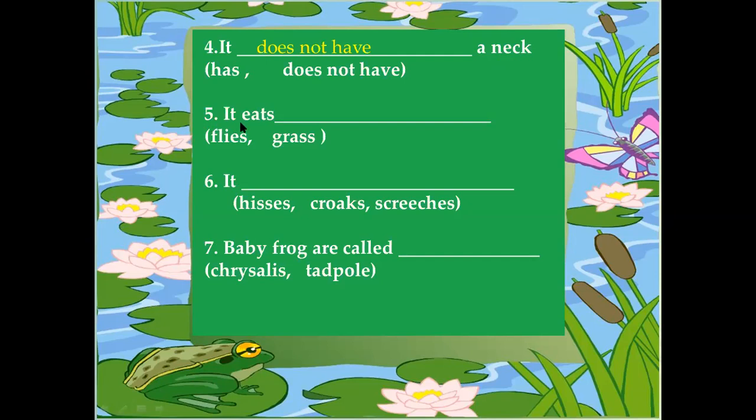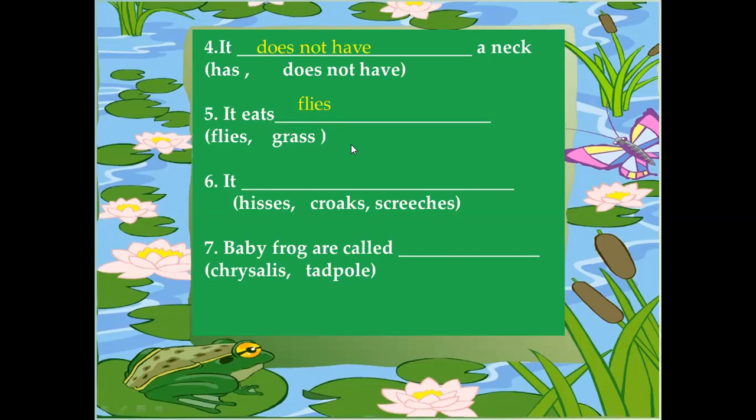Understood? It eats fly or grass. Which one? Frog use a sticky muscular tongue to catch their food, okay? So, the correct option is, it eats flies. Frog eat what? Flies, okay? Adult frog eat flies.